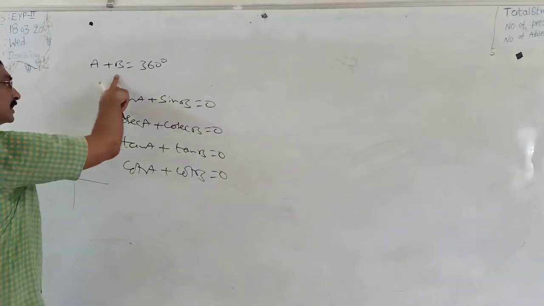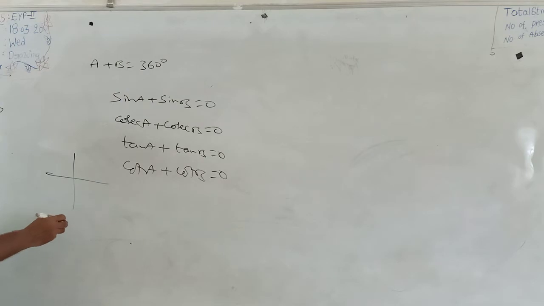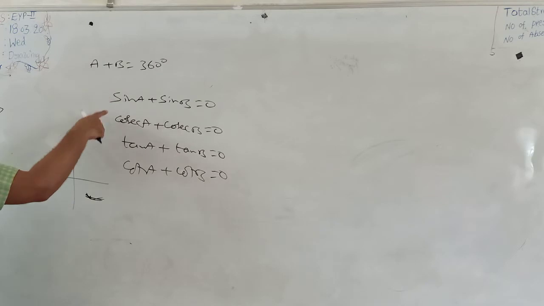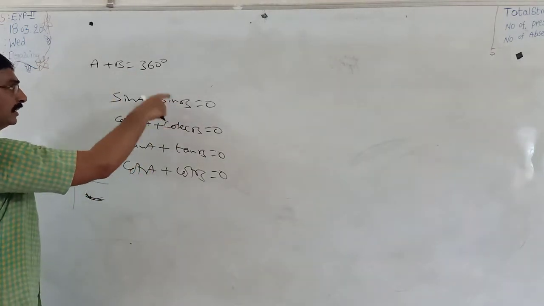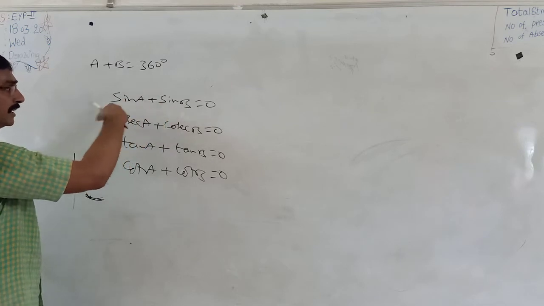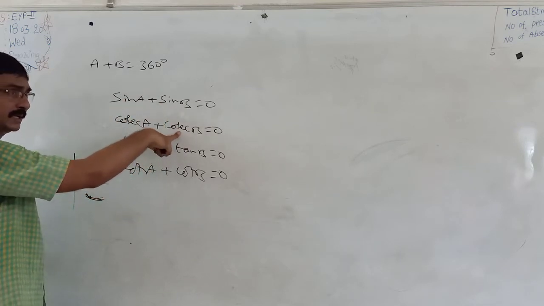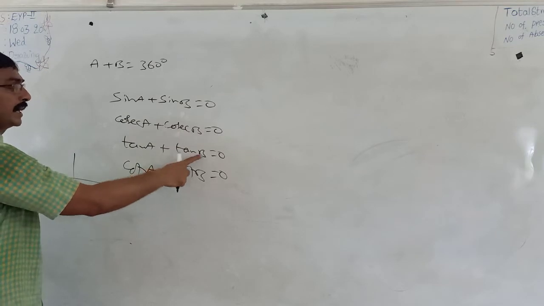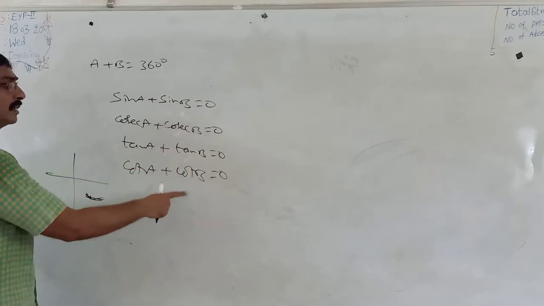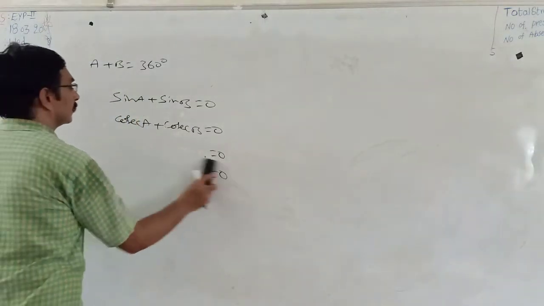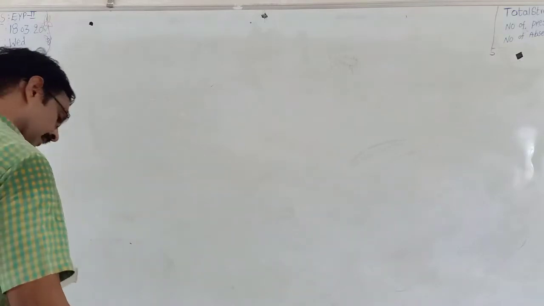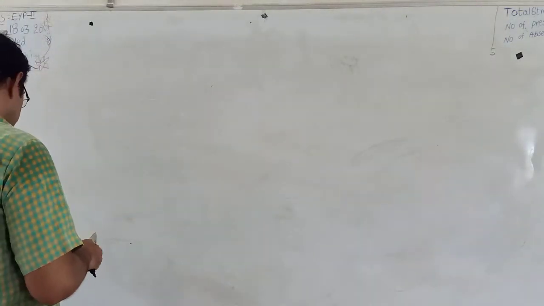A plus b is 360 degrees implies b equals 360 minus a. 360 minus a belongs to the fourth quadrant. In the fourth quadrant, sin, cosecant, tan and cot are negative. That's why the sum of these two values is 0. If you replace b with 360 minus a, sin of 360 minus a is minus sin a, they cancel. Cosecant of 360 minus a is also minus cosecant a, cancel. Tan of 360 minus a is minus tan a, cancel. Cot of 360 minus a is minus cot a, cancel. So the three standard results are completed.